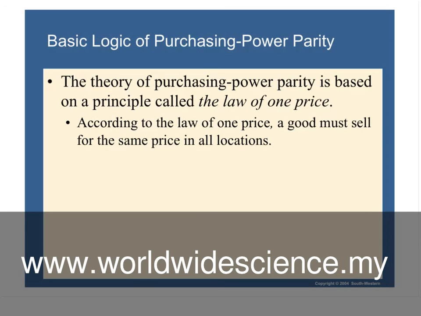So the economy is actually trying to establish, or make, this law of one price happen. According to the law of one price, a good must sell for the same price in all locations. So according to this law, no matter where you are, when you buy, let's say, a mouse pad, it should be the same price no matter where you buy it. I mean, in a perfect situation, that's the case.